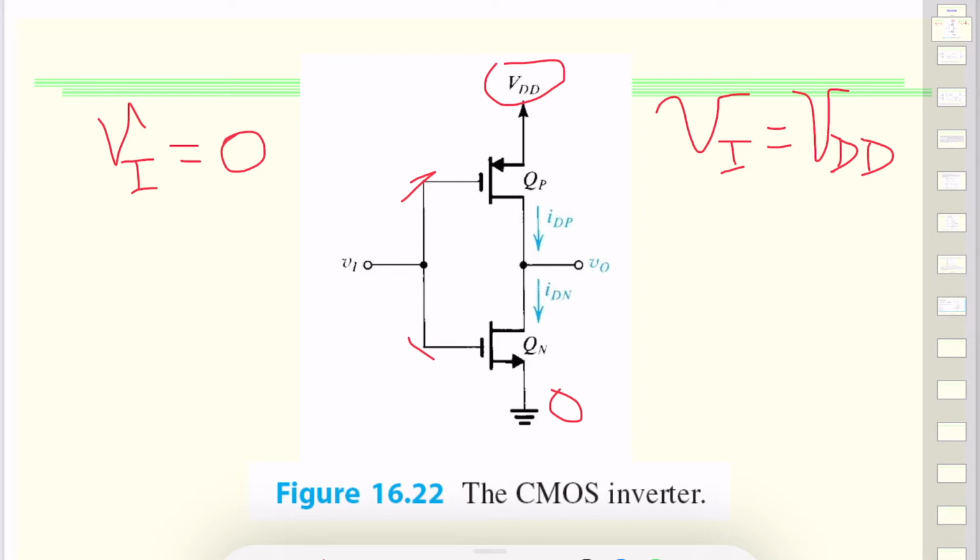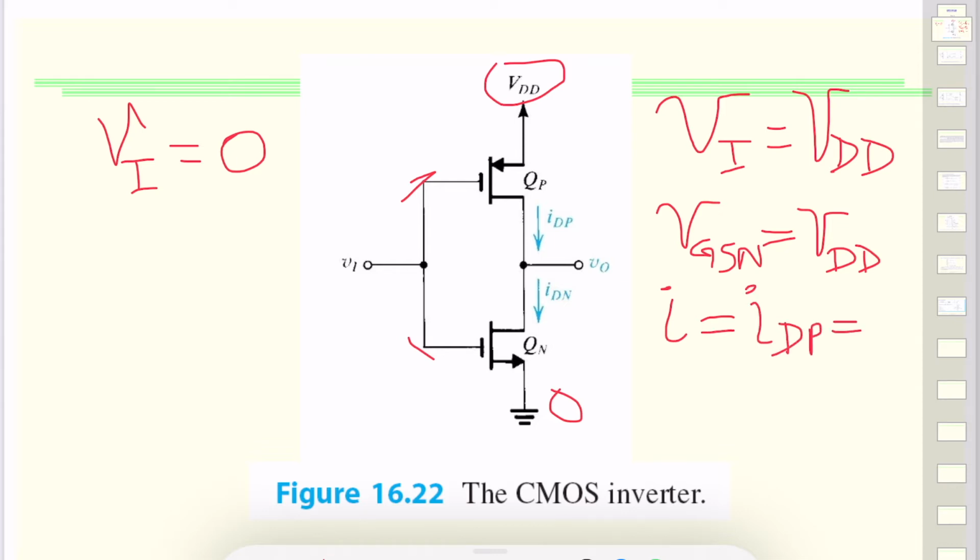Now, let's see when the input voltage is equal to VDD. We can see that the gate voltage on the N type, I'm going to write subscript VGSN, is now VDD. On QN, we have the voltage VDD. Now the current is the same, which should be flowing. So if I may write, I is supposed to be equal to IDP, which should be equal to IDN.